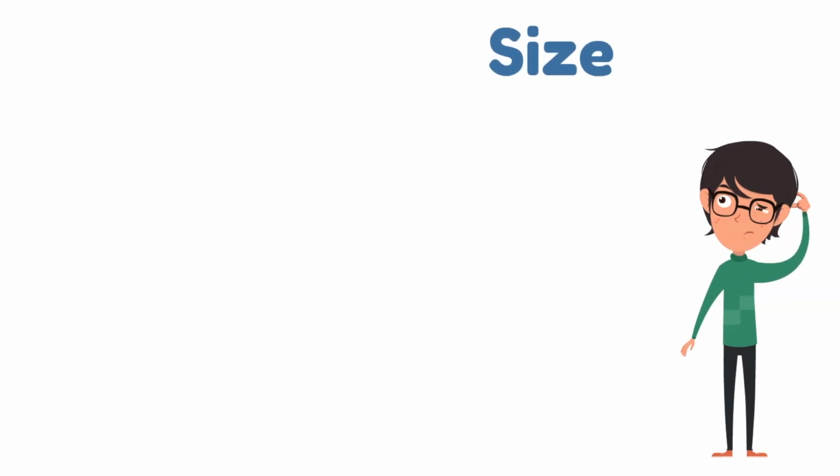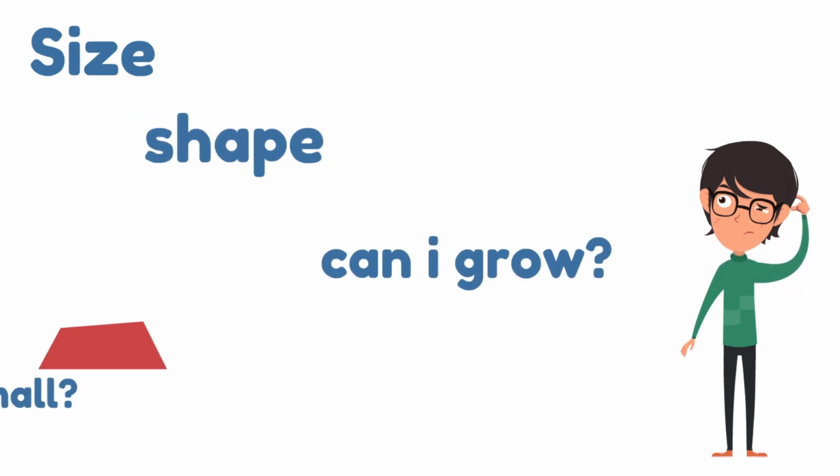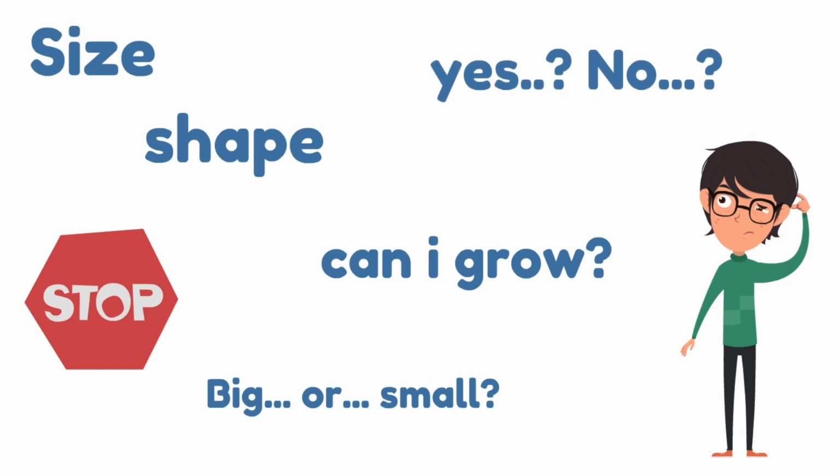The cells in our bodies have different sizes and shapes, but have you ever thought of how cells know when they should grow or when they should stop? How do they know what size they're supposed to be? How do they know how or what to become?